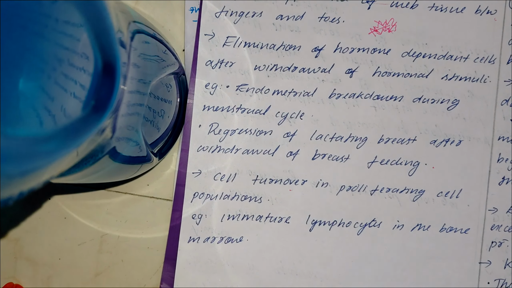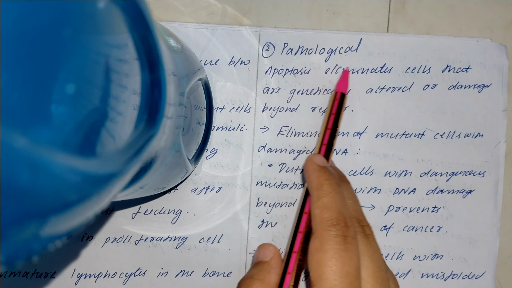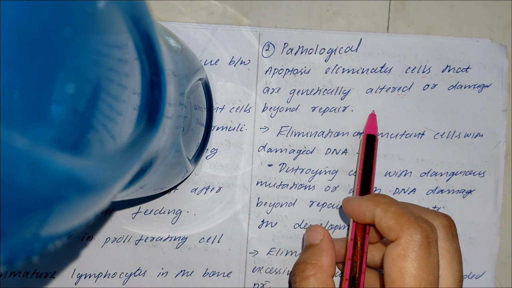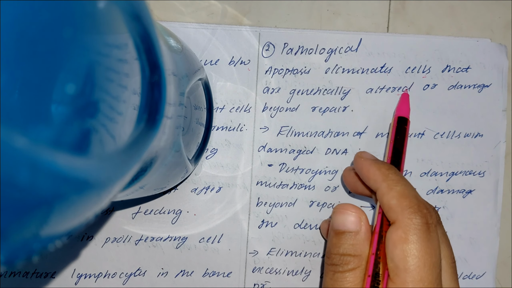So yeah. Now let's move on to the pathological. Pathologically, apoptosis eliminates cells that are genetically altered or damaged beyond repair. So something is not needed at all, so this apoptosis is eliminating those cells. That's it.